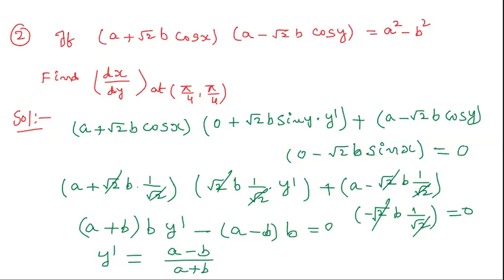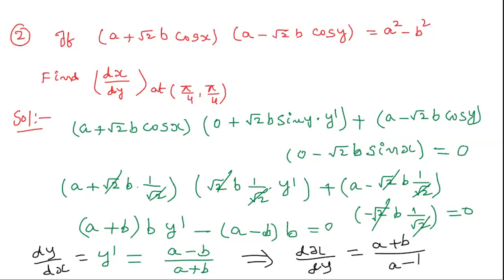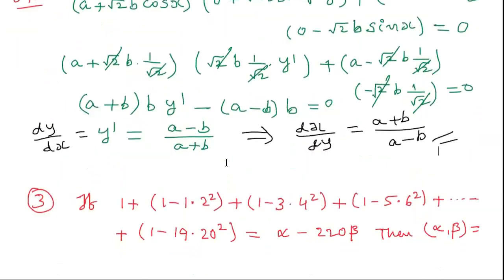Y dash means that is derivative of x, dy by dx. Okay, but they are asking dx by dy. Dx by dy is equal to, what is the answer? (a + b) divided by (a − b). So this is also an easy question, but they have given dx by dy. That's why students will be confused. First find dy by dx, then write the reverse. You'll get dx by dy.